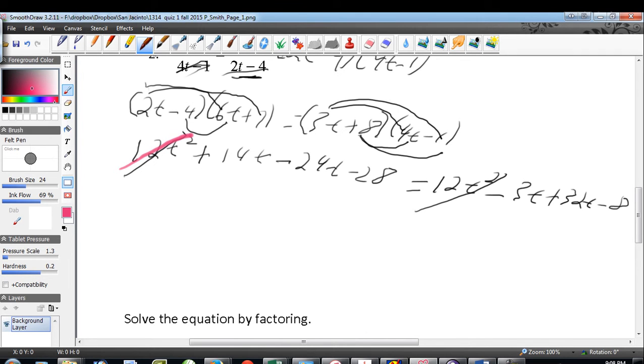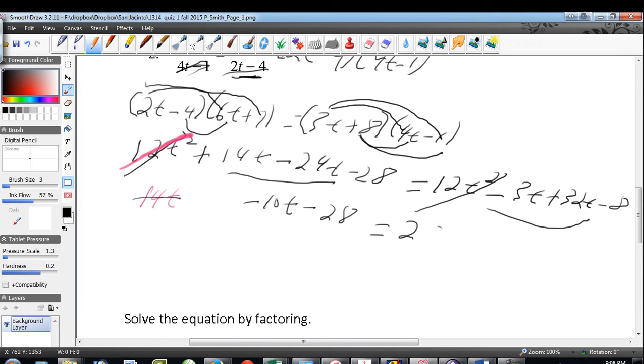Now go back to the pencil. This guy says letters left, numbers right. Change this pen color back to black. Actually, let's do something here first. Let's get those guys. That's minus 10t minus 28 equals 29t minus 8. Letters left, numbers right. 10t minus 29t equals minus 8 plus 28. That should turn out to be 20. This should be minus 29t.